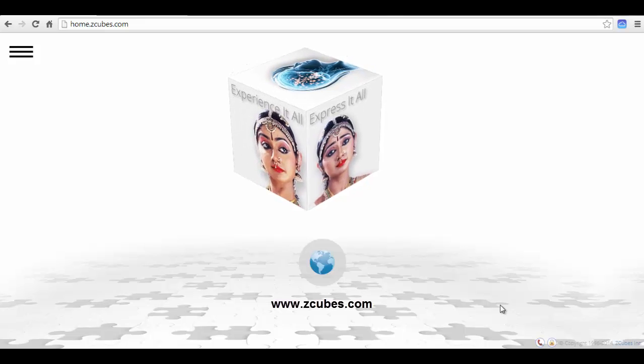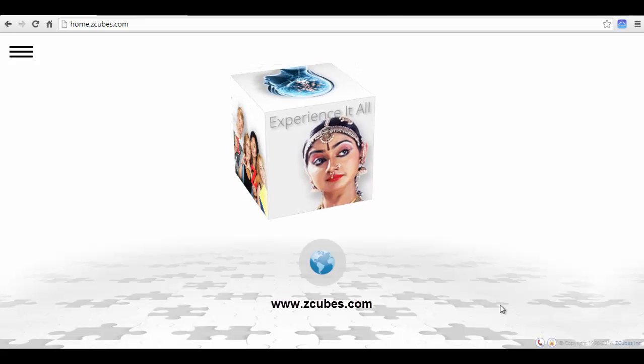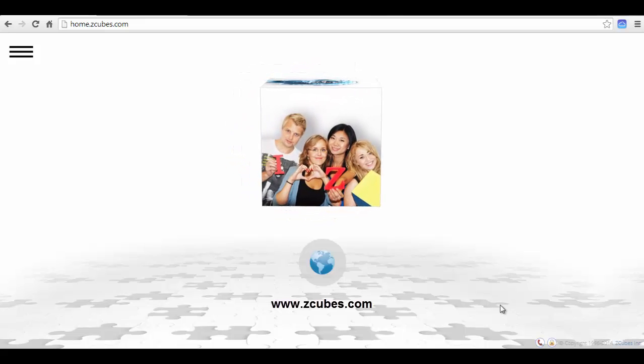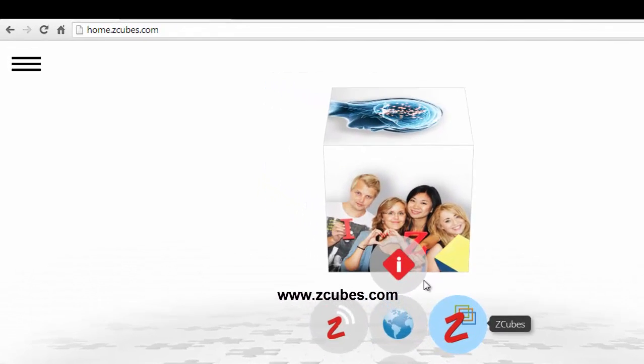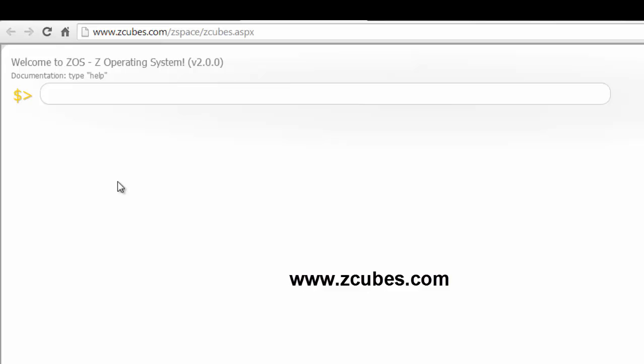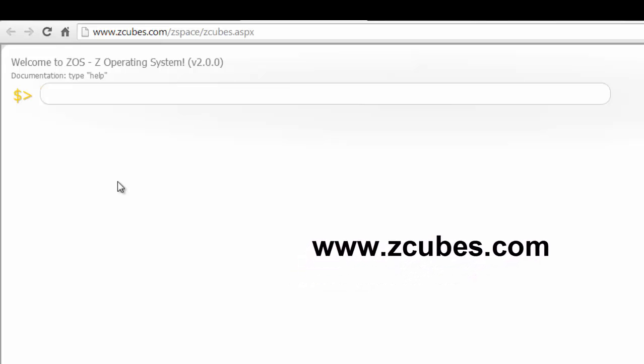Z-Cubes, ZOS. The Z-Cubes language interface is available from www.zcubes.com. The Z-Cubes application console gives you direct access to the language interface.